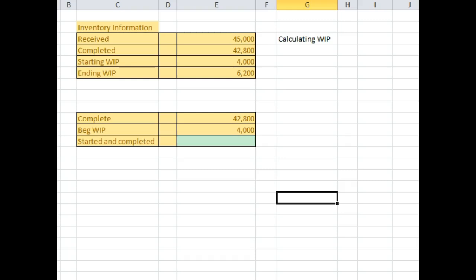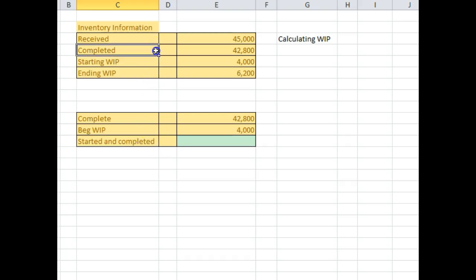How much is there? Well, we received 45,000. We completed 42,800. We started with 4,000, and we had an ending process of 6,200. There's a lot of peripheral information you don't really need in this. What we're looking for in this one is, what did we start and complete?